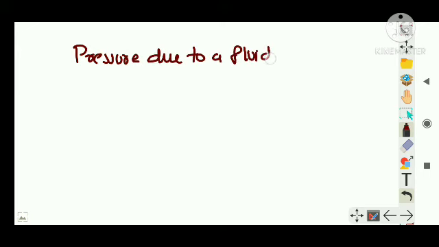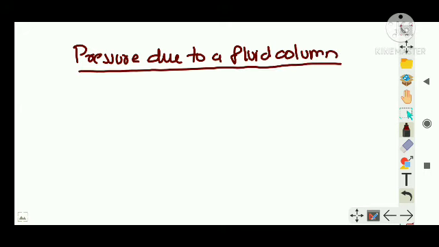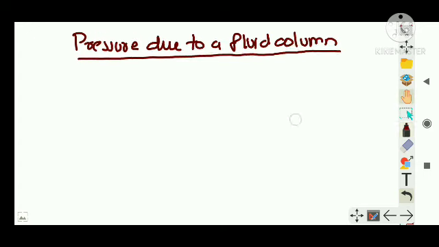The next topic which I am going to take is not explicitly there in your textbook, but I believe that if I take this section, you will understand better, right? Okay, first let us talk about pressure due to a fluid column. I will explain what it is.